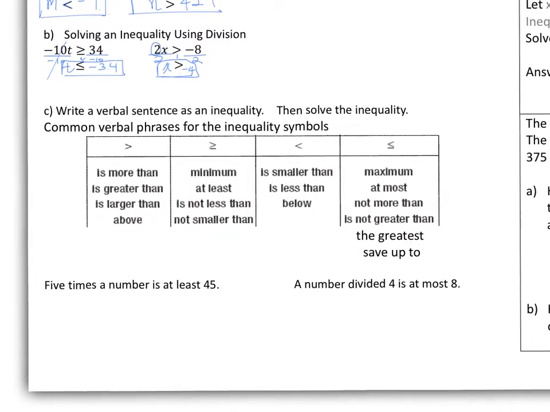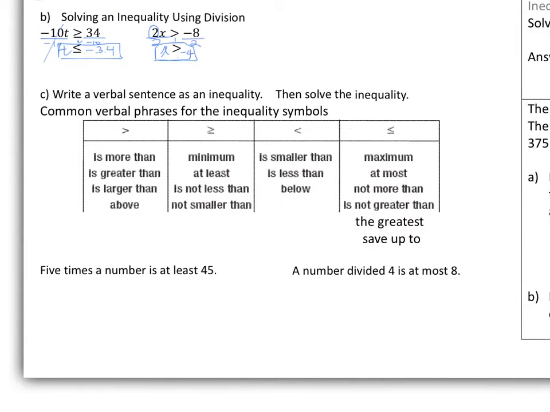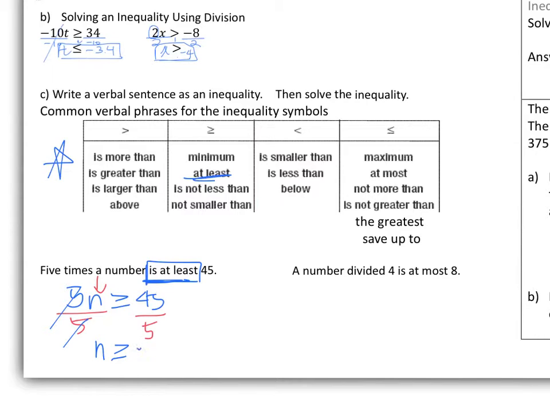Now in part C, it wants you to write a verbal sentence as an inequality and then solve it. So here I give you the chart again to help you out. 5 times a number is at least 45. So to solve for the variable n, I can divide by 5 to both sides. Cancel out the 5, then n is greater than or equal to 9.